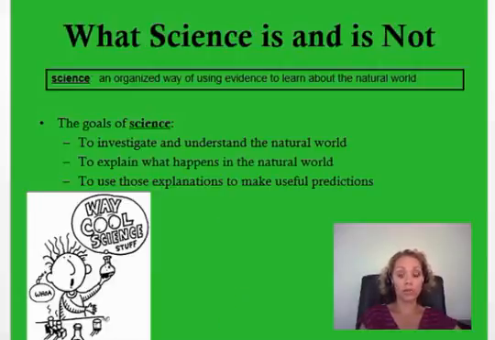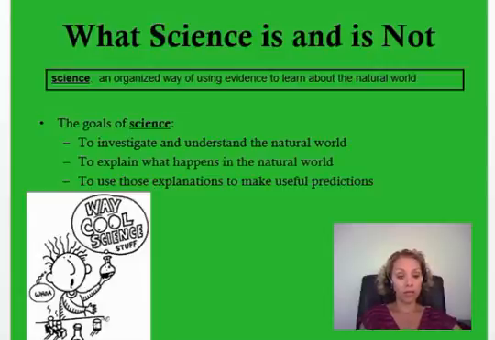So what is science? Science is an organized way to use evidence to learn about the natural world. So you have to remember that science is not just a list of facts. The goals of science are to investigate and understand the natural world, to explain what happens in our natural world, and to use those explanations to make useful predictions.